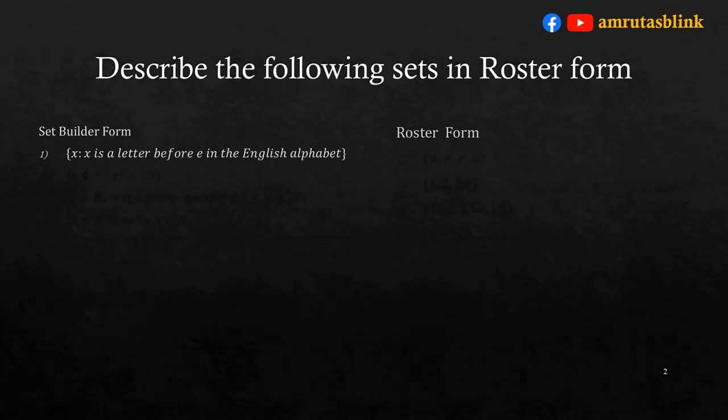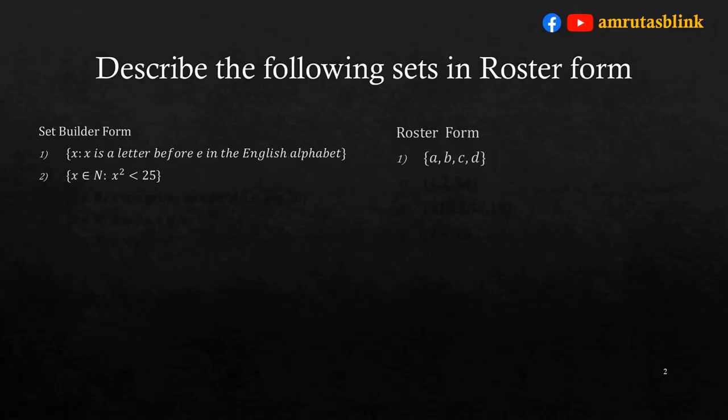For set X, X is a letter before E in the English alphabet. Now X should be a letter before E. That means it can be A, B, C, D. It is before E, that's why we cannot take E, and hence your answer will be just, in curly brackets, A, B, C and D.